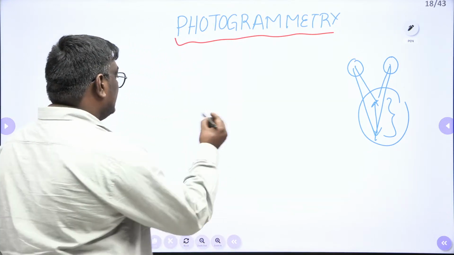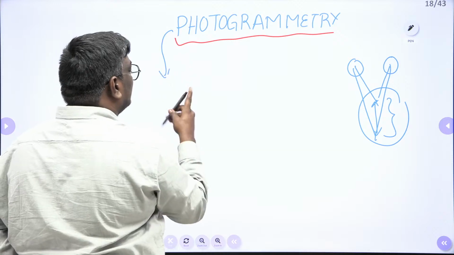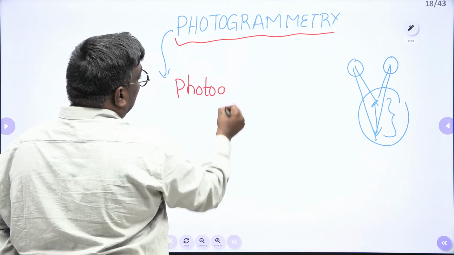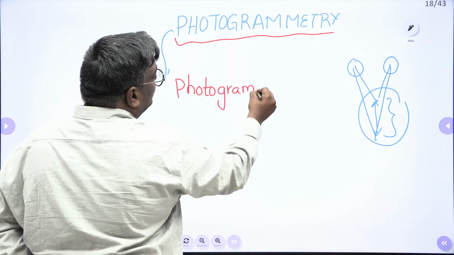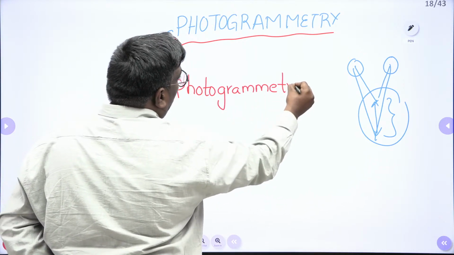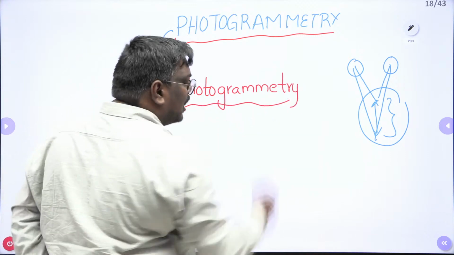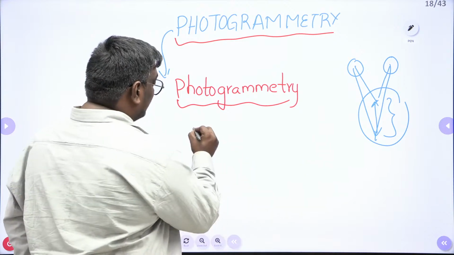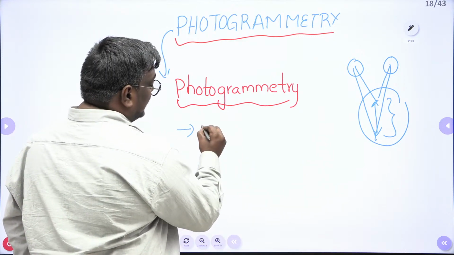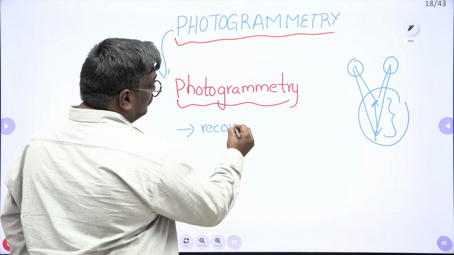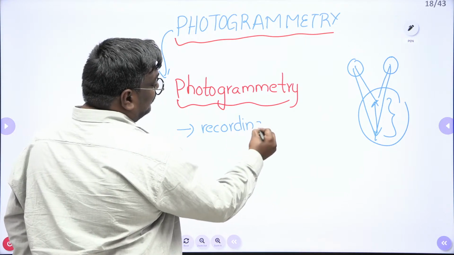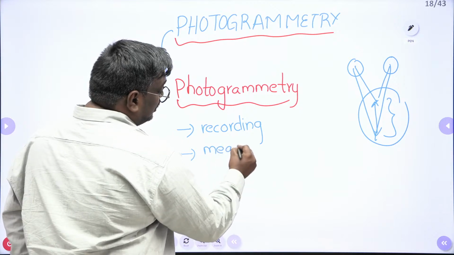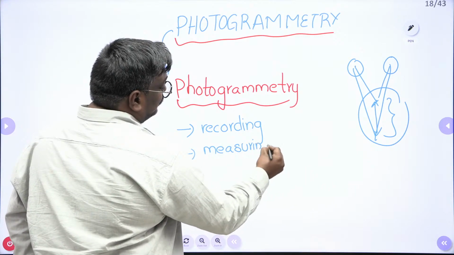Now, my dear students, in photogrammetry, what is the definition of photogrammetry? Any idea? Photo means light, grammetry means measurement. Photogrammetry is the art of science of obtaining reliable information about physical objects by the process of recording, measuring, and interpreting photos.